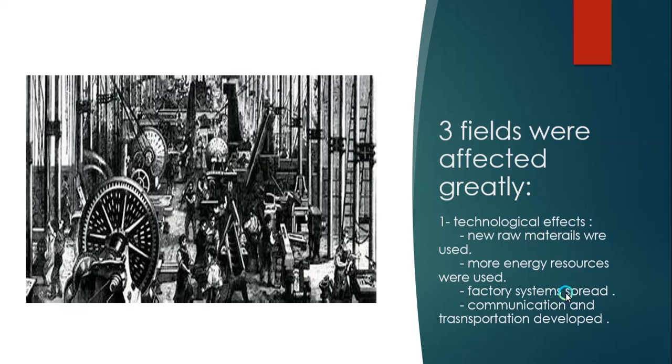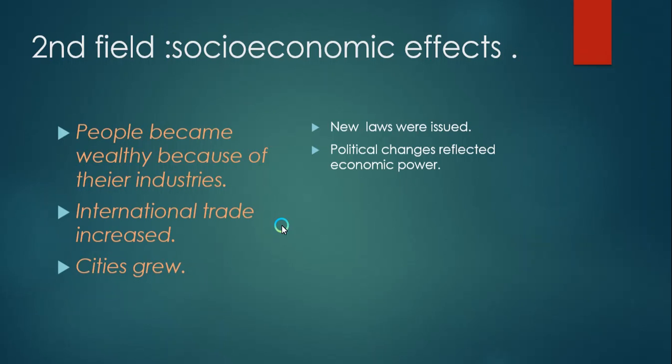The factory system spread at that time, so you could find many factories everywhere, especially in England. England was the first country that started the Industrial Revolution. And also the third one here: communication and transportation developed at that time. Look, this is a real picture of a factory that started at that time. The second field is the socioeconomic effect.